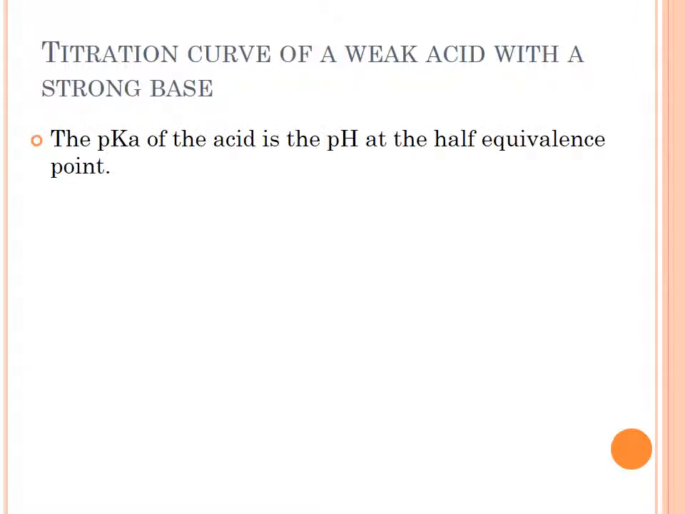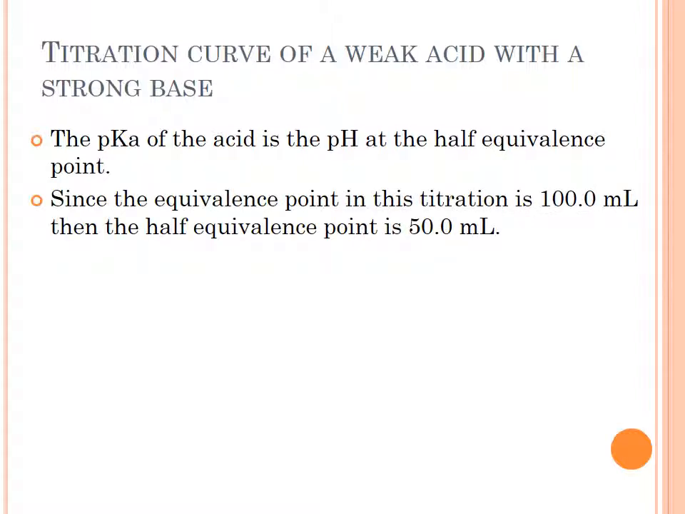Now the pKa can be determined from this type of curve at the half equivalence point. So in this case, since the equivalence point in the titration was 100 milliliters, then the half equivalence point is 50 milliliters. We're not talking about the pH at the equivalence point, we're talking about the volume it took to get to the equivalence point. And so we have to halve the volume, not half the pH, but half the volume.